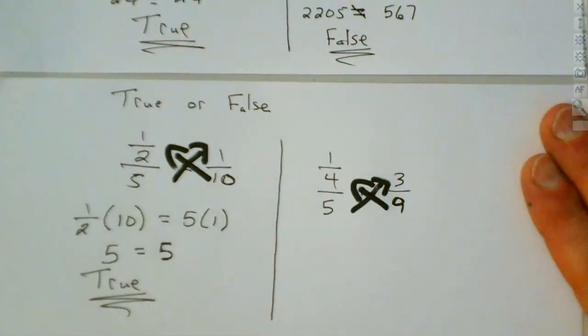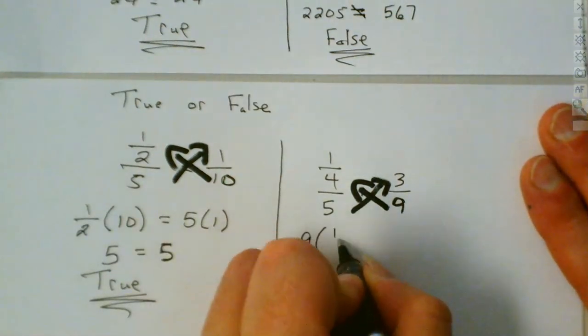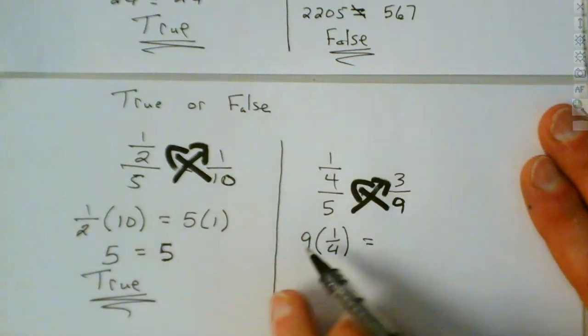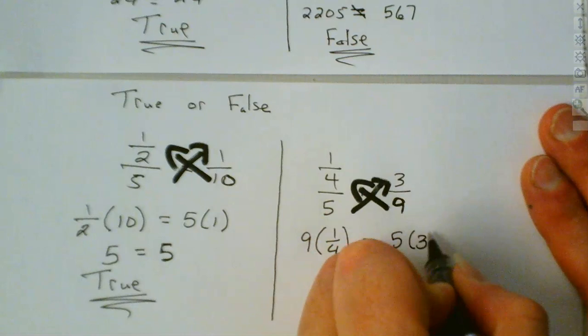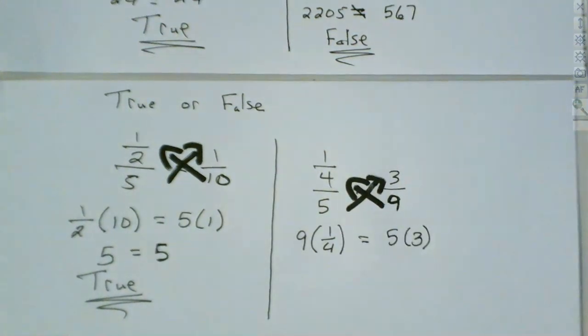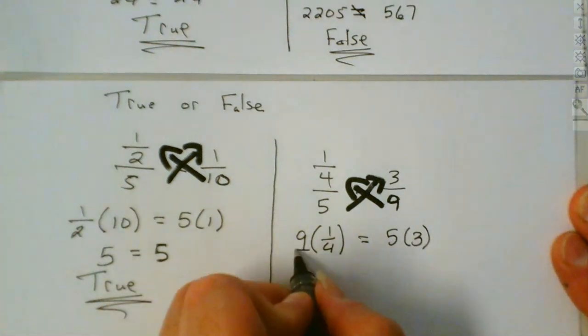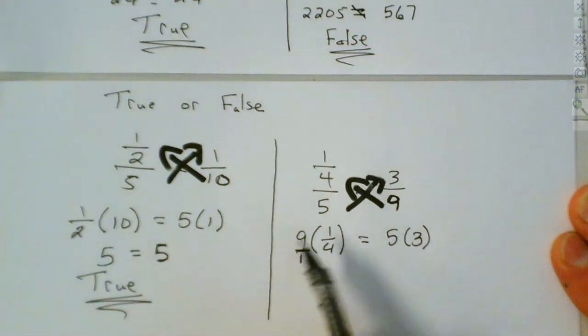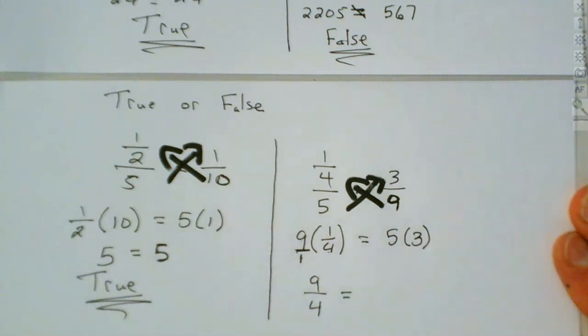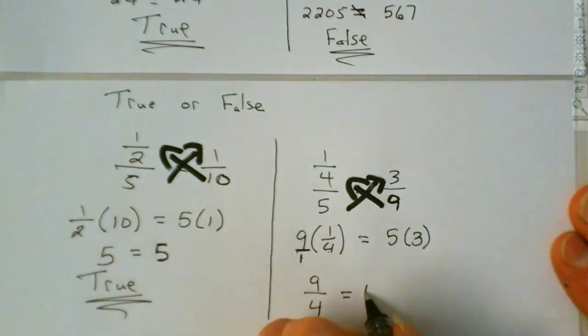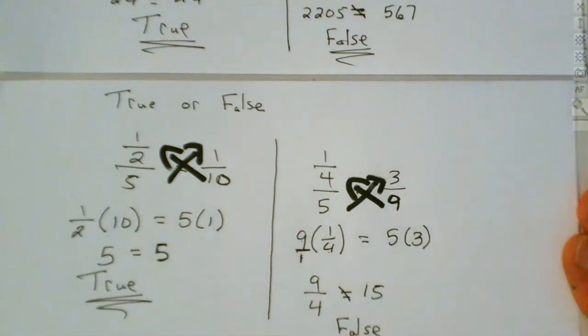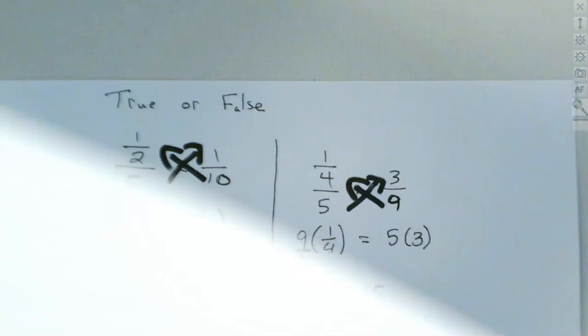And when I cross multiply, I've got 9 times 1/4. And the other side is 5 times 3. And 9 times 1/4, well, make your life easier. Just put this over 1. 9 times 1 is a 9. 1 times 4 is a 4. And what about the other side? 5 times 3 is what? 15. Do these look like they're going to be equal? Does 15 equal 9/4? No. So this one would be what? False.